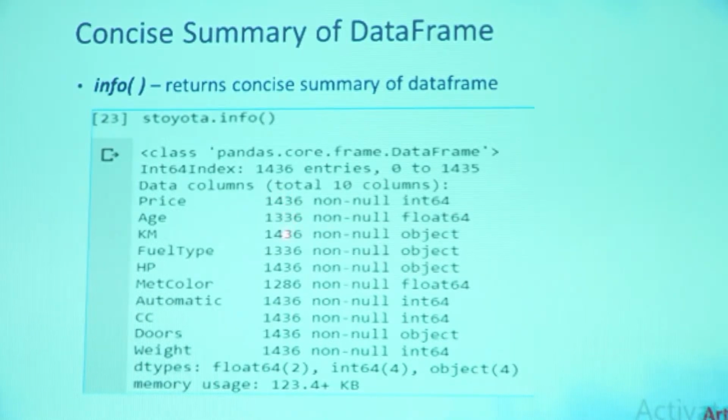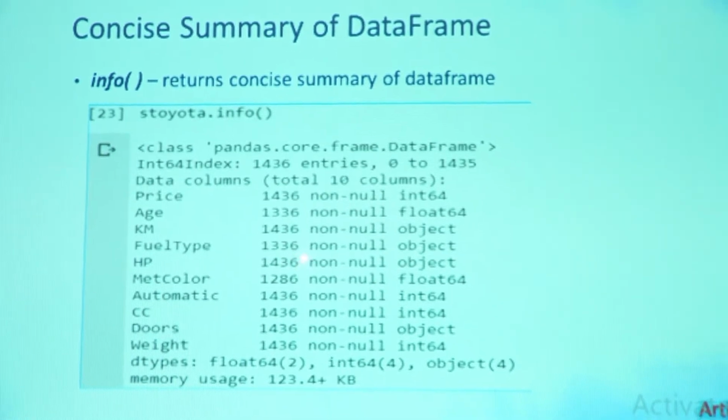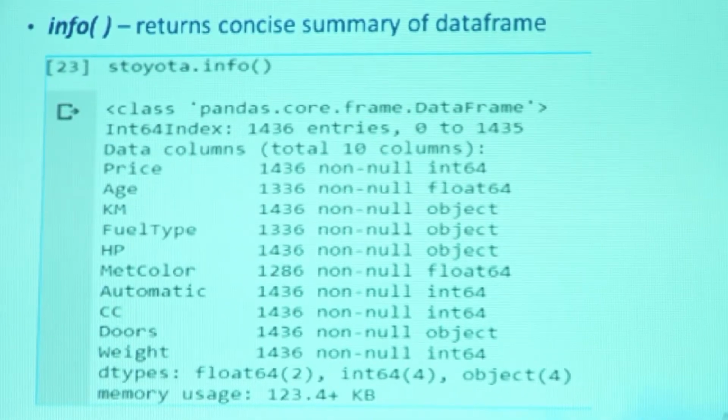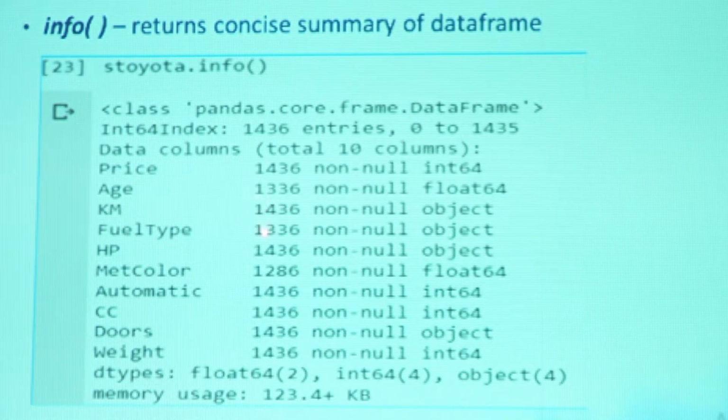how many null values, non-null values are there for fuel type? 1336. So how many are the things that you have to work on? 100, because 1436 was the size of your data frame. Now look at met color, 1286 non-null values. So remaining are null values that you have to work with. Okay. So as of now I can see column age, column kilometer, column fuel type and met color that I need to work on. Okay, 4 of them. Anything else that I need to work on, guys? As of now these 4. Okay, let's see.